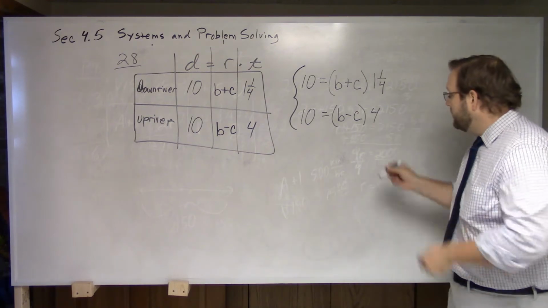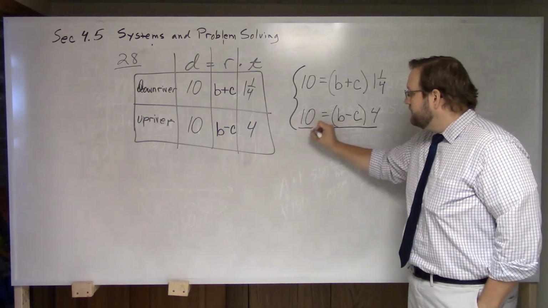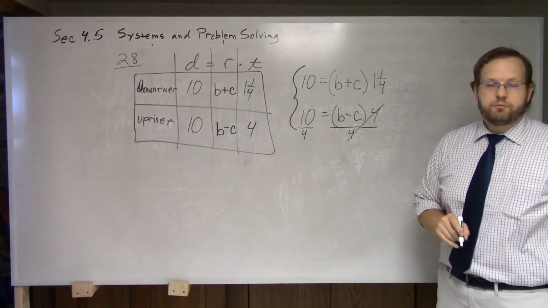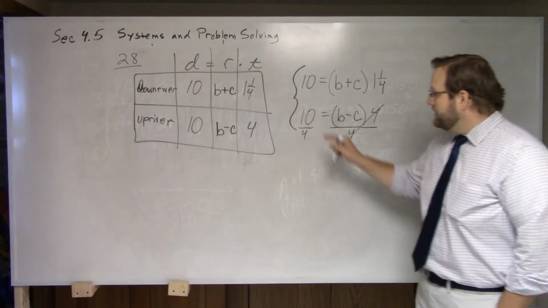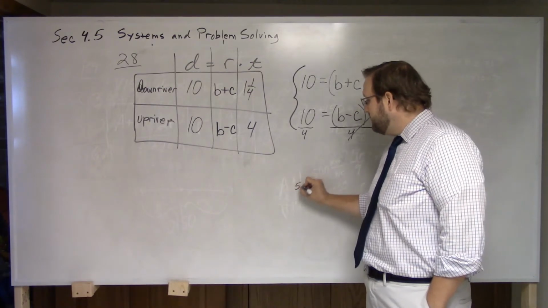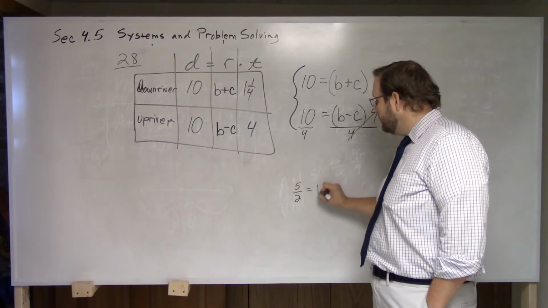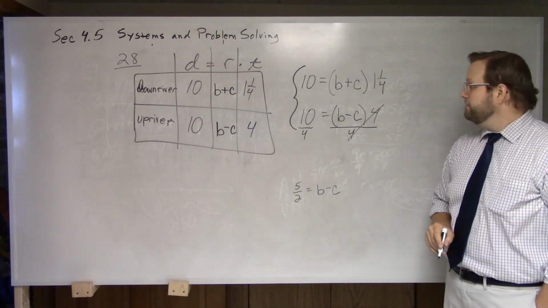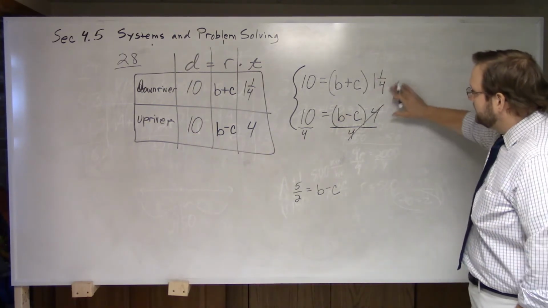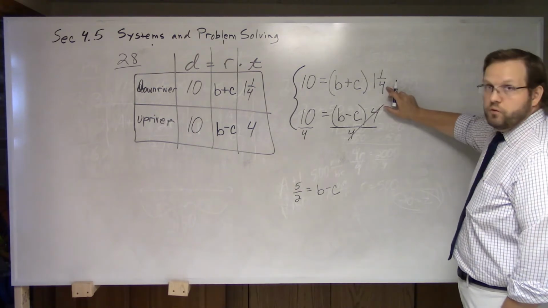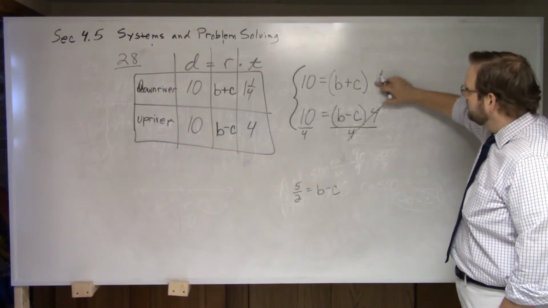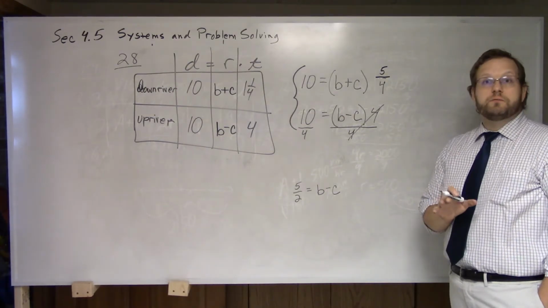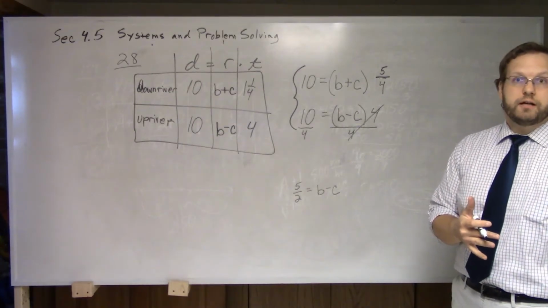I'm going to go down here first and divide by 4. Look how nice that right side turns out. And we simplify that to a 5 over 2 equals B minus C. Now, I want to tweak this a little bit. 1 1/4, I'm going to rewrite that as 5/4. All I do is convert that mixed number into an improper fraction.